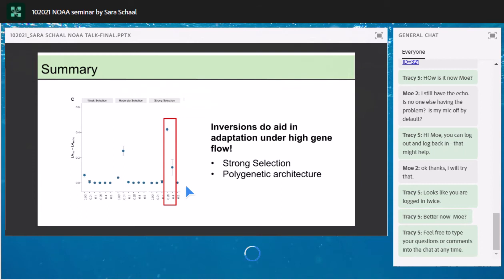So in summary for this chapter, or this section of my talk, chapter of my dissertation, we show that inversions do aid in adaptation under high gene flow, and this occurs when the trait is polygenic. So in our case, there were thousands of SNPs that underlie the trait that was diverging, and when selection was strong for that trait.